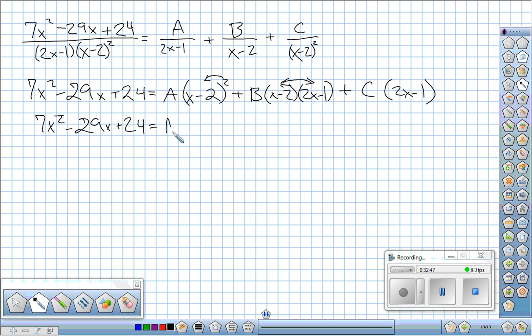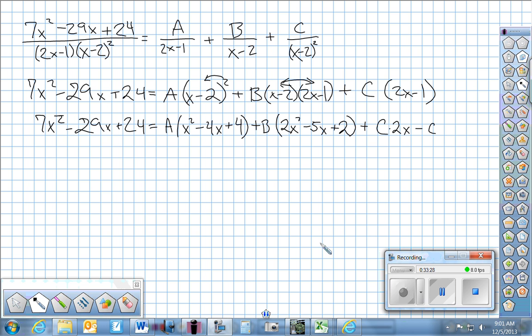Then I'm going to FOIL out the x minus 2. When I do that, I'm going to get x squared minus 4x plus 4. And then I'm going to FOIL out the stuff in front of the b's. So I will have a 2x squared minus x minus 4x, so it's going to be minus 5x. And then negative 2 times a negative 1 will give me plus 2. Plus, I'm going to go ahead and distribute out this c. So I will have c times 2x minus c.